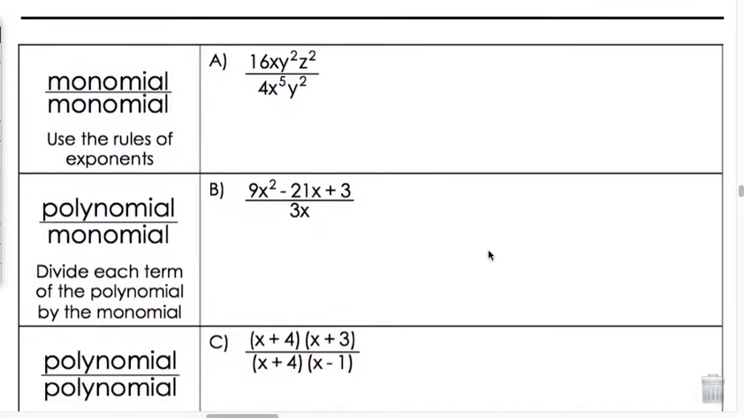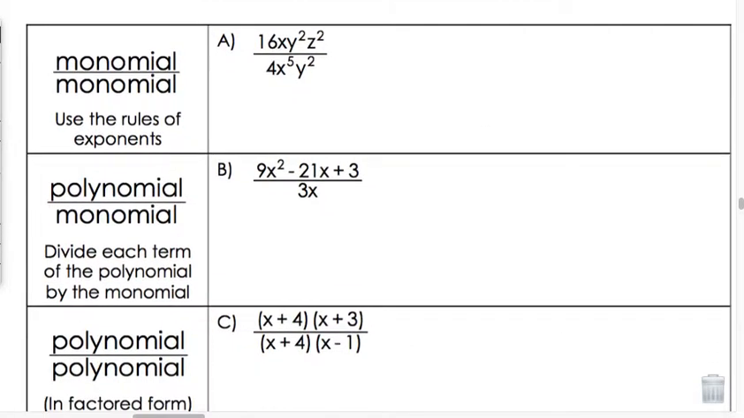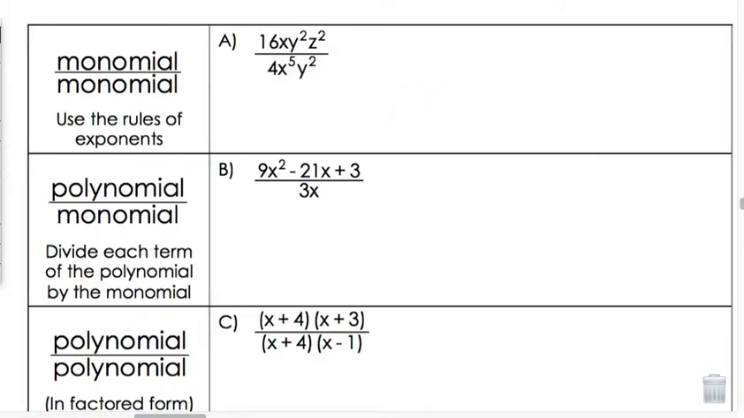Let's look at our first example. We're going to divide a monomial by a monomial, and we're going to use the rules of exponents. You've probably seen a problem similar to our example before in the past. So let's take a look at it. We're going to take 16 divided by 4. Okay, 16 divided by 4 gives me 4.